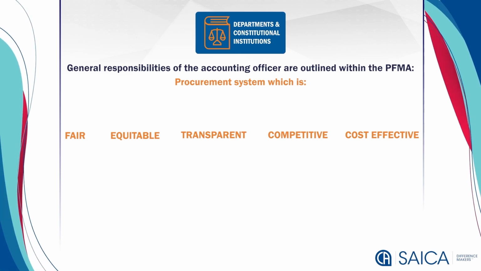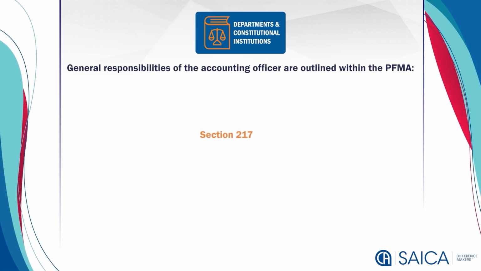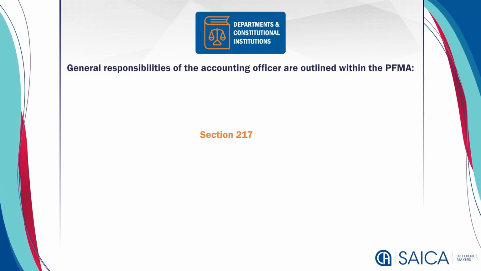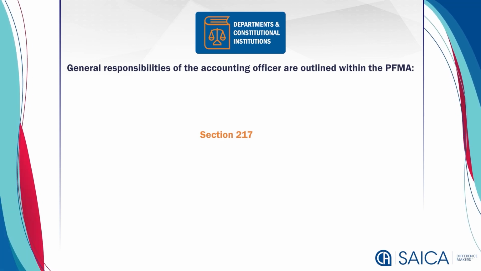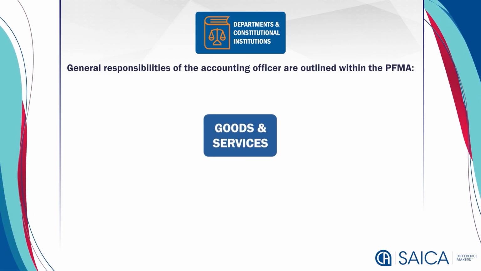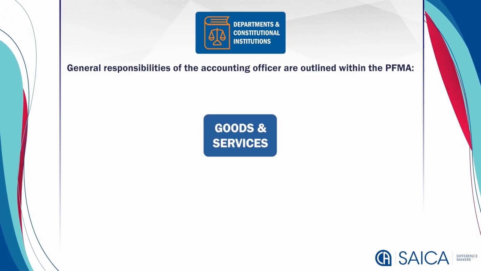Note that this is an area that emanates from Section 217 of the Constitution. This talks to a very crucial aspect of the public sector, which relates to procurement of goods and services. Further legislation as well as regulations expand on this requirement.